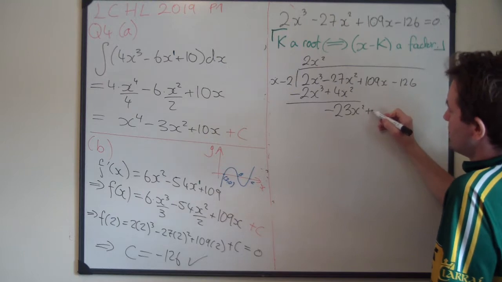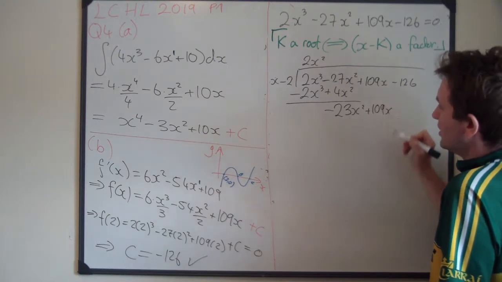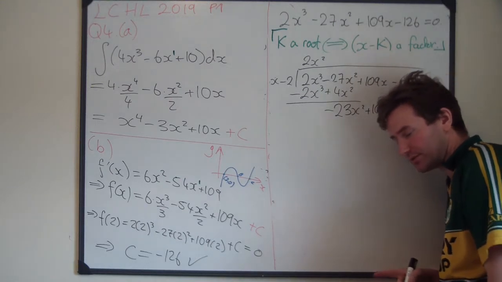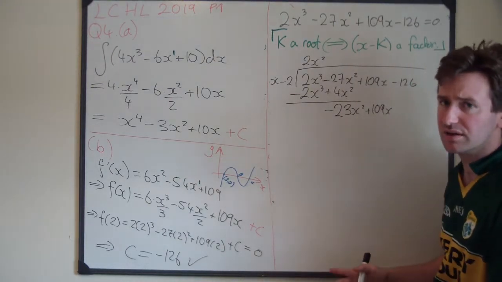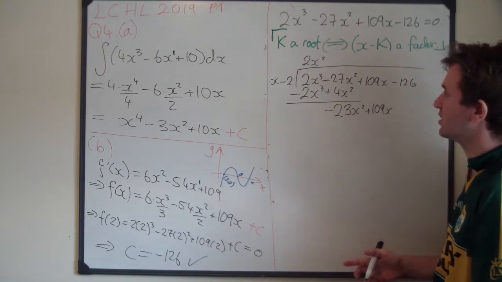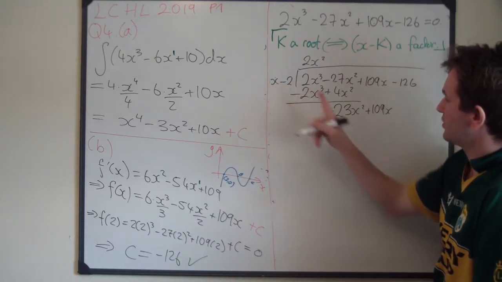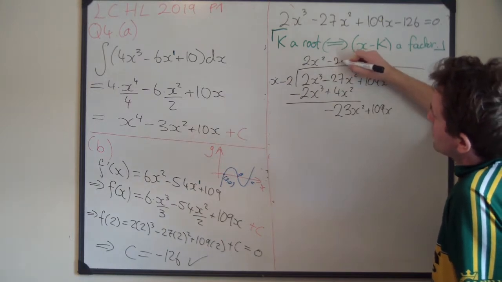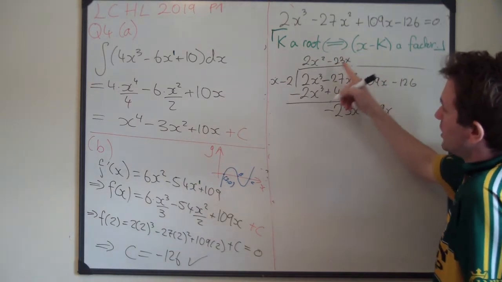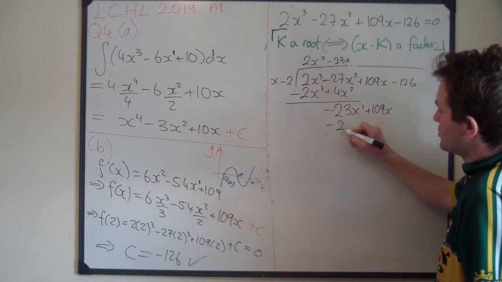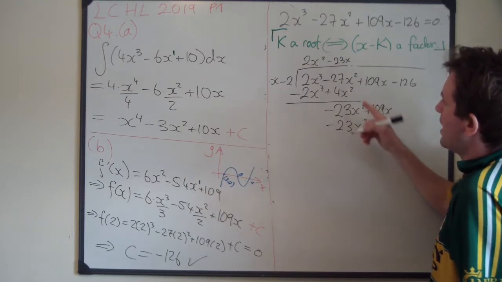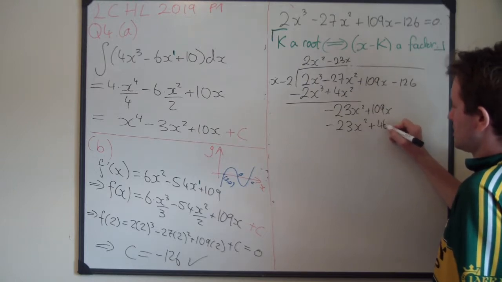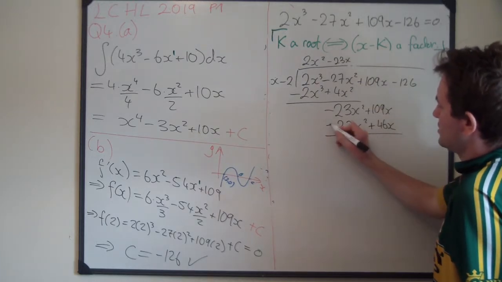Take down this 109x. Now this is guaranteed to go in evenly. That's what the factor theorem says. So if it doesn't go in evenly, a mistake has been made, and you can find that mistake. So how many times does x by what give me minus 23x squared? Minus 23x. So minus 23x by x gives me minus 23x squared. Minus 23x by minus 2 gives me plus 46x. Change the sign and add.